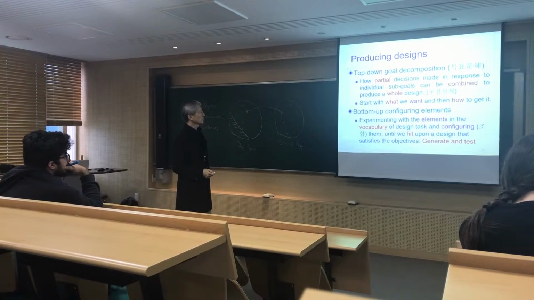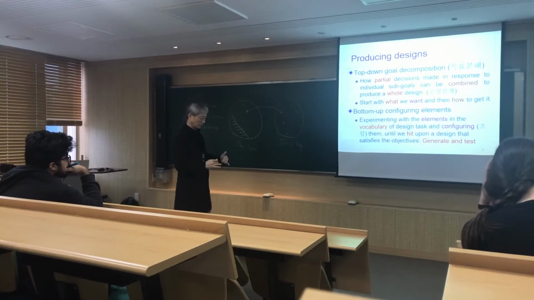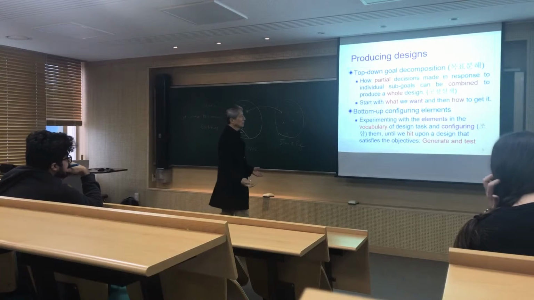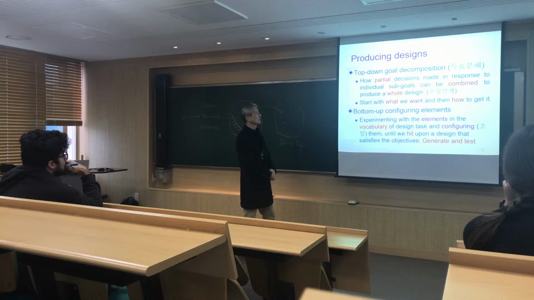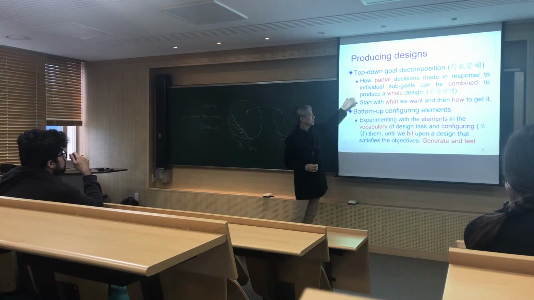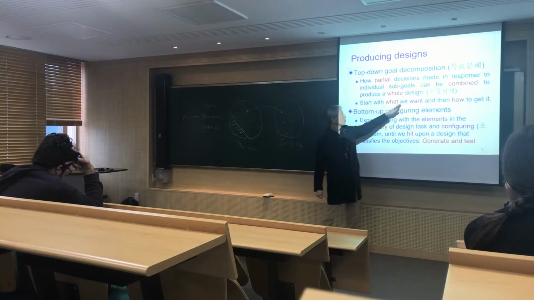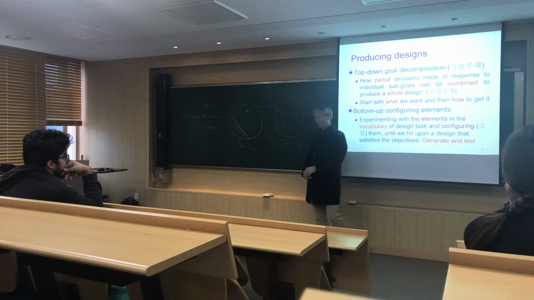Producing designs, top-down goal decomposition. We already saw that. How partial decisions are made in response to individual sub-goals, right? So in goal decomposition, there are sub-goals and sub-goals and sub-goals. Finally, there can be a leaf node, right? And then the leaf nodes can be realized and combined, and the sub-goals can be combined into the whole, producing the whole design. And this starts from what we want. That is the goal, right? Goal, and then objective, and then how to get it.